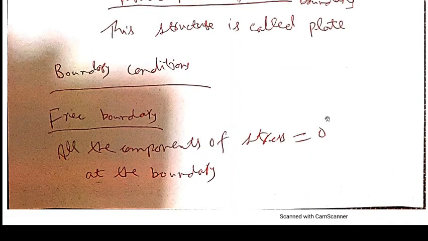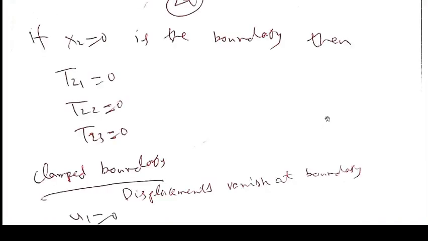Now we have two types of boundary conditions here. One is the free boundary and the other one is the clamped boundary. When we say that we have a free boundary there, then we mean that we have stress components 0 at that boundary. If you have boundary x2 equal to 0, then it means that components of stress will be 0 at x2 equal to 0.